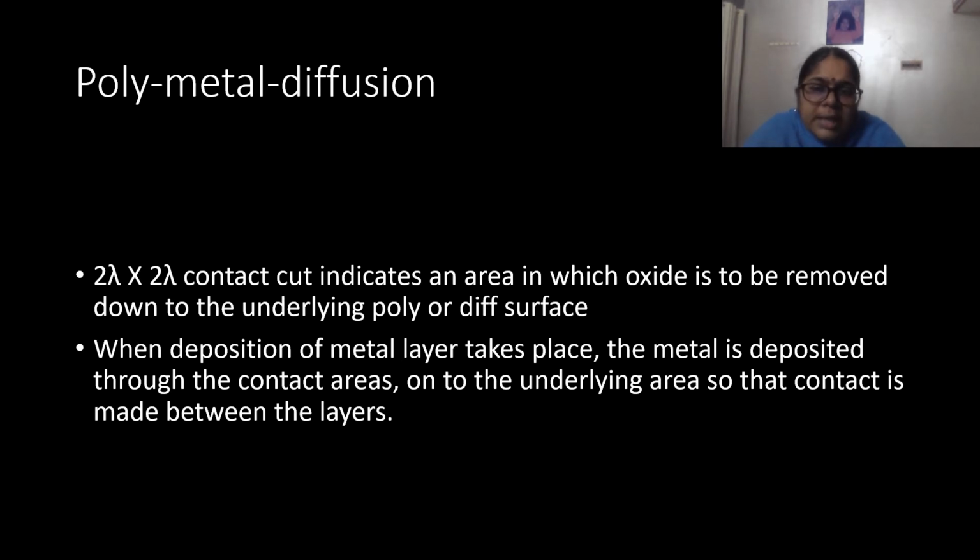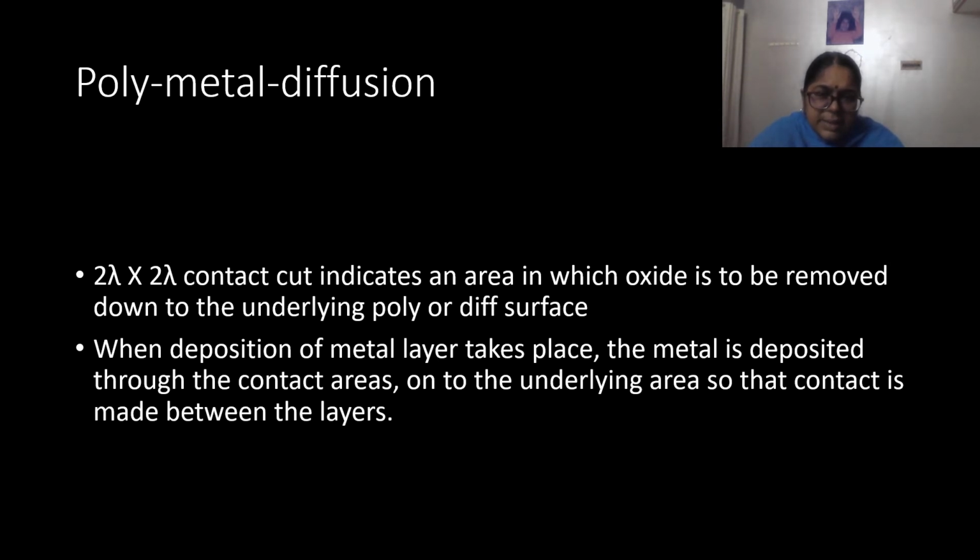What is poly metal diffusion? That means how the contacts are made between polysilicon and diffusion using metal. A 2x2 contact cut is made, that indicates an area in which the oxide is to be removed down to the underlying poly or diffusion surface.